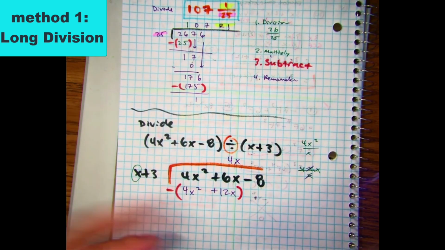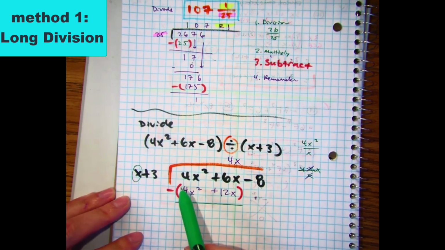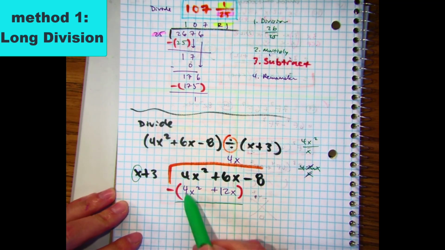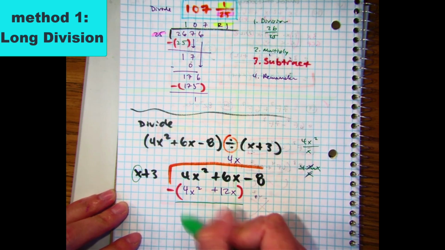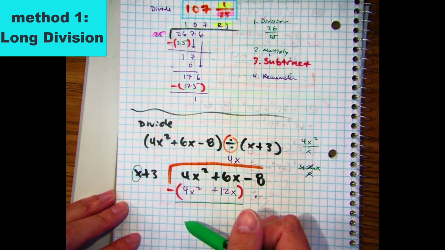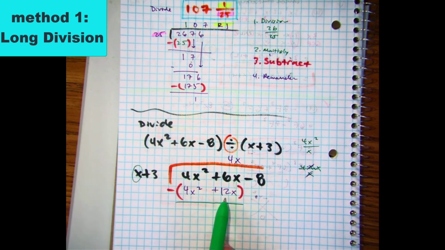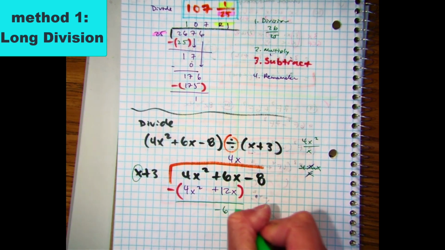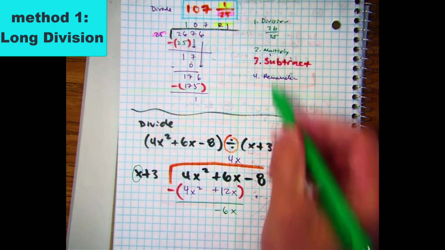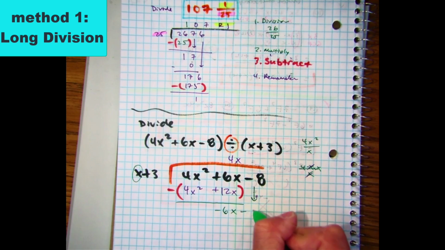Now as I subtract here, I'm just going to look at the coefficients. Class, what's 4 minus 4? Do I have to write 0x squared here? No. That's what most students will say, they cancel, so I'm not going to write it there. Now I'm going to do 6 minus 12. What is that, class? Negative 6. And then I'm going to bring down this part here, and then just repeat.